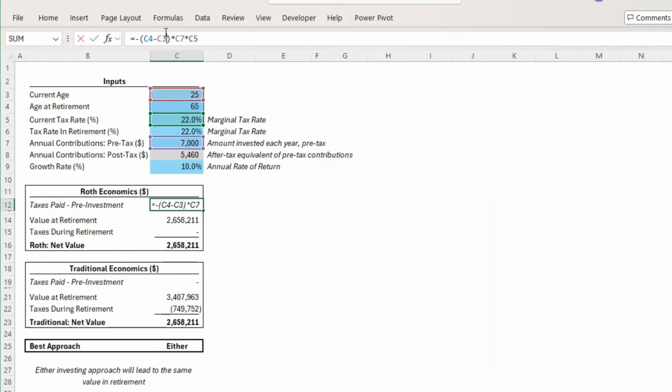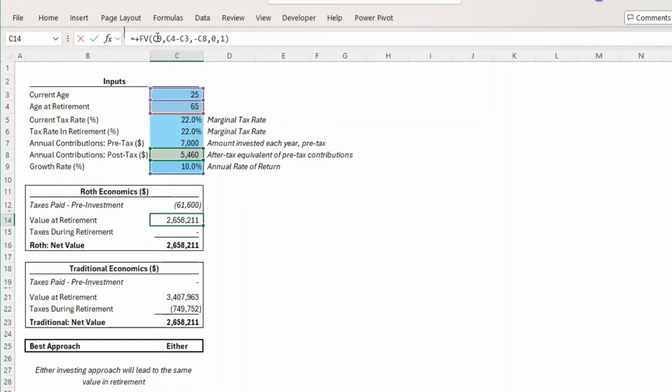In this example, we are going to take the retirement age minus your current age. So in this case, 40 years times the amount we invested each year of $7,000. And then we're going to take the tax rate out of it, the 22%. So in this example, we would have paid $61,600 in taxes over that 40-year period. And so the value after this 40-year time horizon is this $2.6 million.